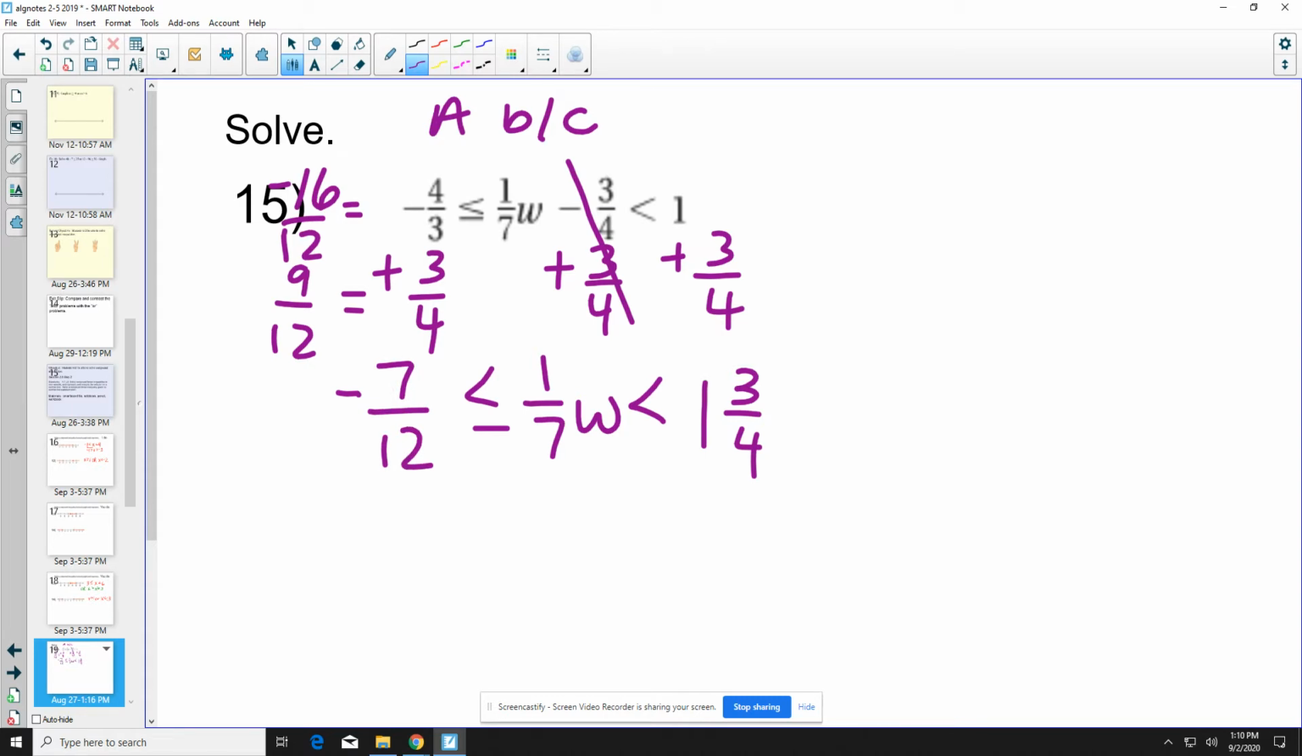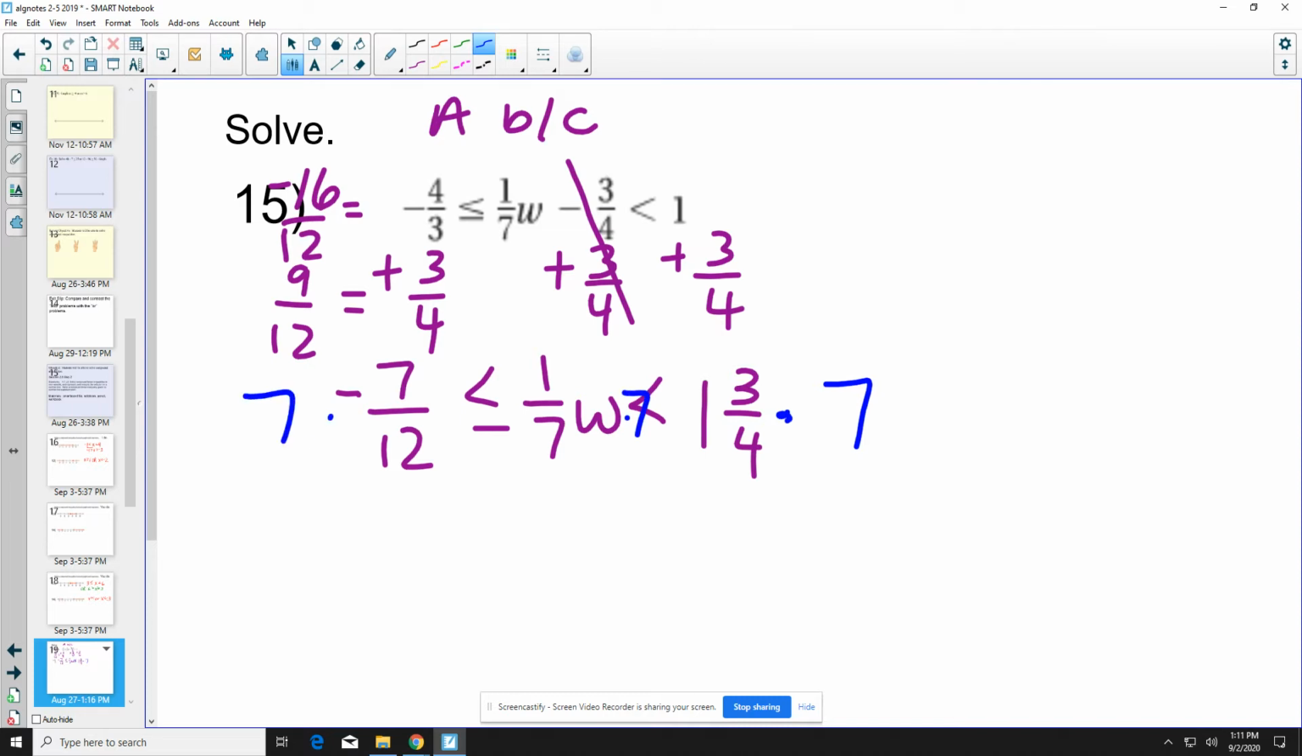Okay, now we only have one more step. So we have a 1/7 times w, that means multiply. So in our heads, we're thinking we're going to do the opposite of multiplying, we're going to divide. But we really don't divide fractions, we change it to times the reciprocal. So I'm going to multiply by the reciprocal, 7.